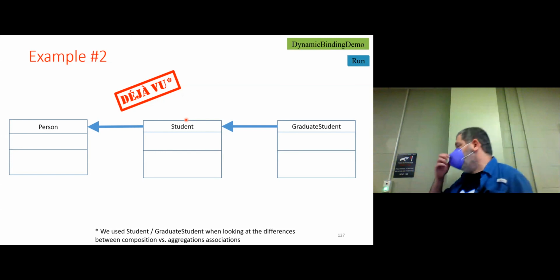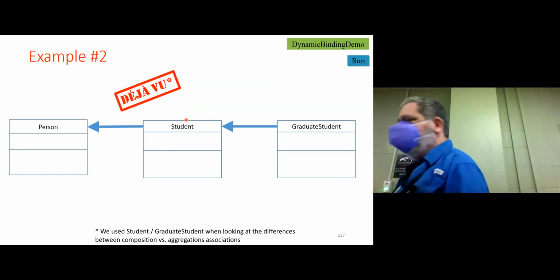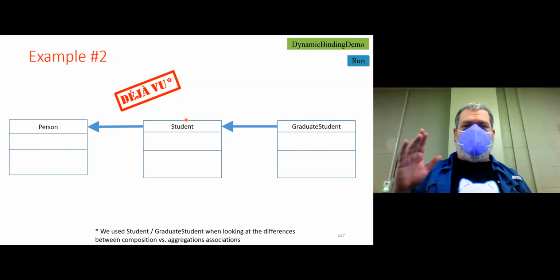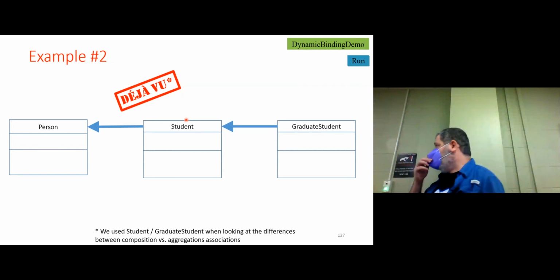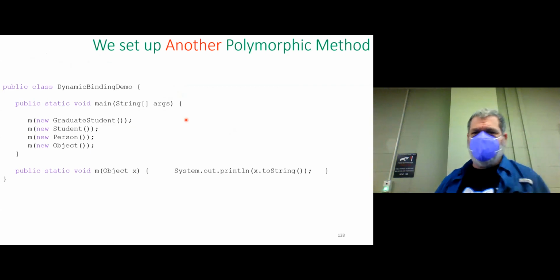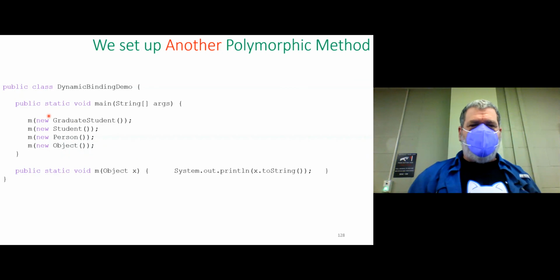So here's another example. We mentioned that example one time, I think, just in passing. Person is a superclass of student. Student is a superclass of graduate student. That's what we're going to use here in our example. In the main, I'm calling a method called M. The method M is written here.